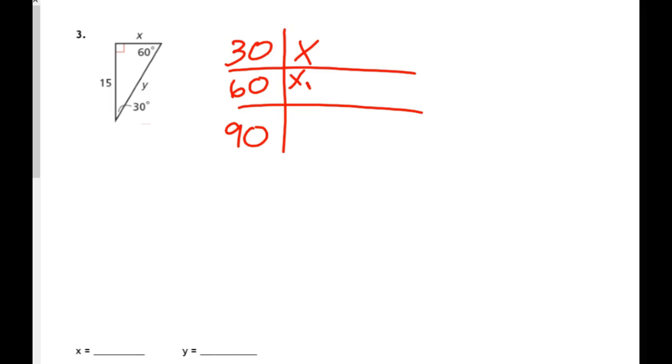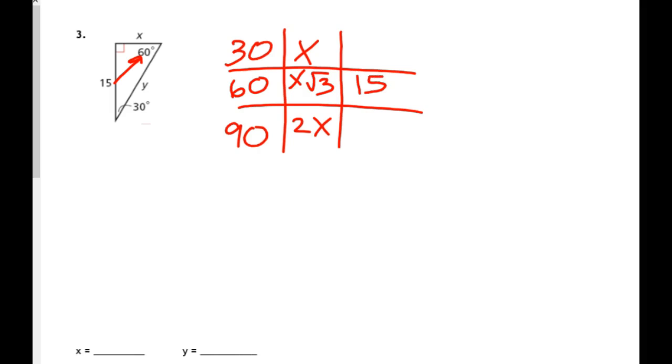x square root of 3, 2x. Okay, so make sure you have that grid written down. Now, let's be careful on this one. The only side I'm given is 15. 15 is across from 60. So where does it go? Top, middle, or bottom? 60 is in the middle, so put 15 right here.